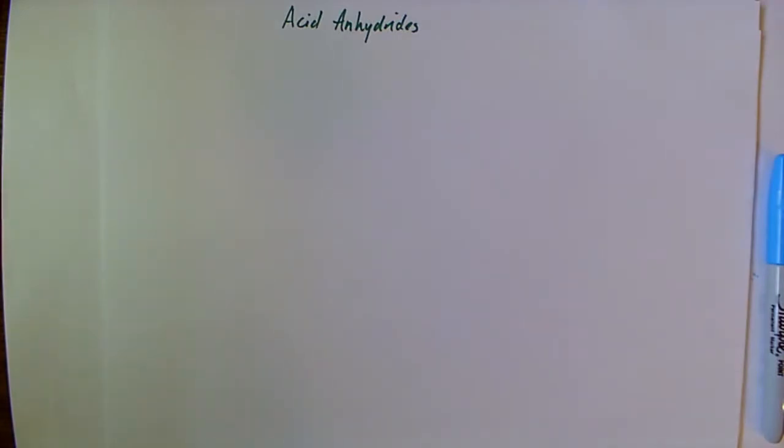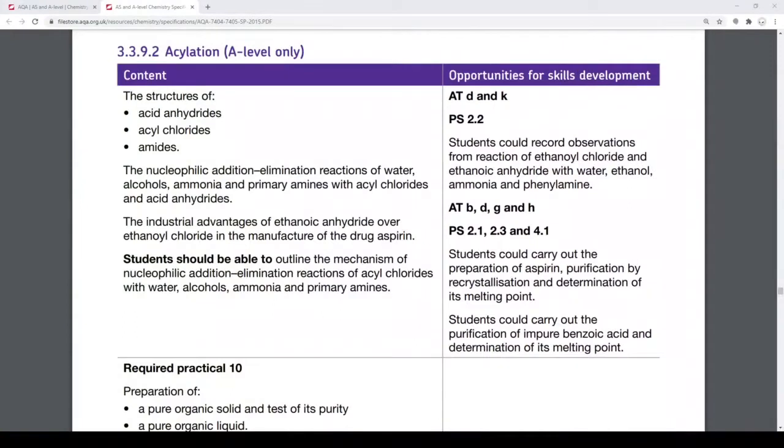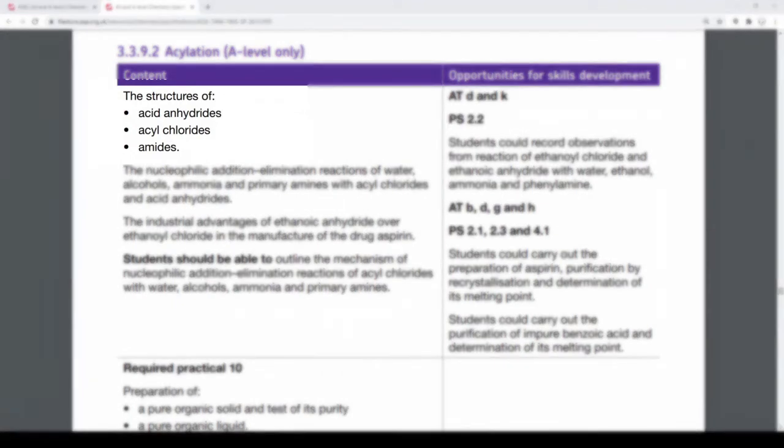Right, everyone, welcome. This is the final part of the topic on acylation, and today I'm going to be talking about acid anhydrides. So just having a quick look at where this fits in terms of our specification. For AQA, acid anhydrides, we want to talk about the structures of them. So we'll be looking at those and also how we name them.